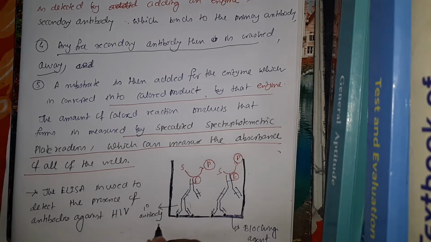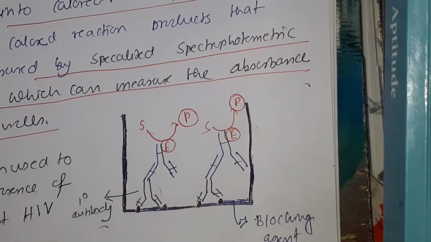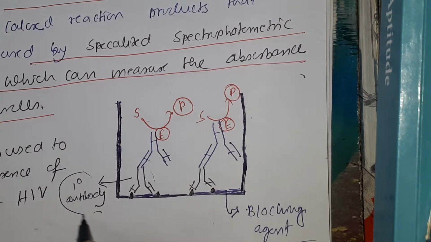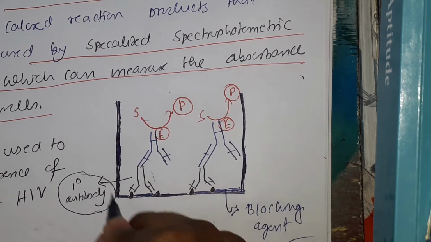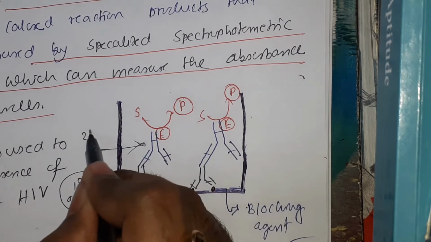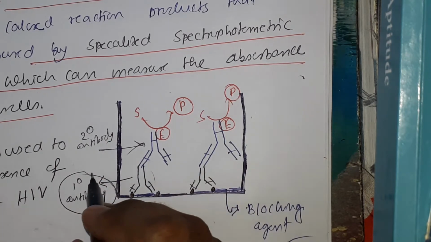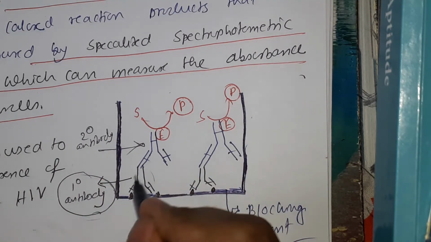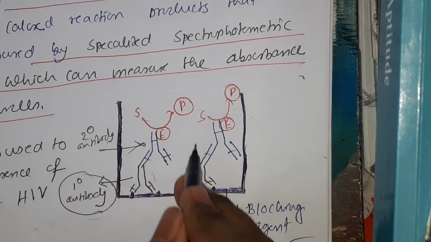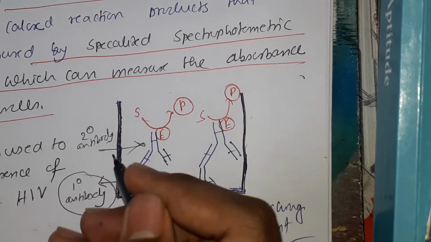I think it is clear now. Unlike direct ELISA, the primary antibody is not enzyme linked. Then, after washing so that all the unbound primary antibody is removed, we add a secondary antibody, which is enzyme linked. Then we again wash so that the free or unbound secondary antibody is washed away.